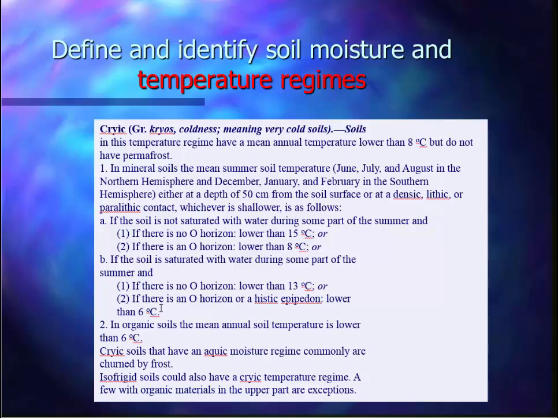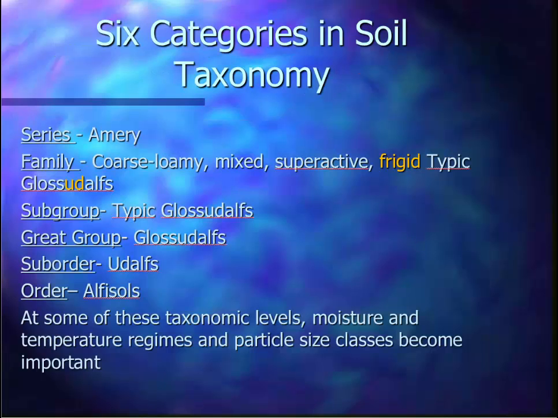6 degrees C. Okay, so again, the main message here is that cryic is cooler than frigid in the summertime, and that is variable according to whether the soil has an O horizon or not, and whether it's saturated or not, because those two things will insulate the soil from temperature fluctuations. Okay, you made it through a discussion of soil moisture regimes and soil temperature regimes with a little bit of particle size class thrown in there as well.